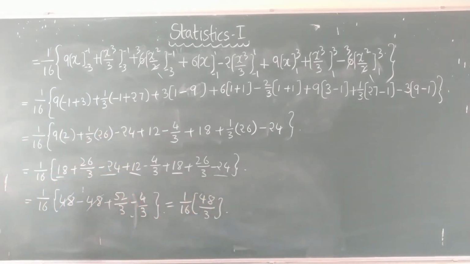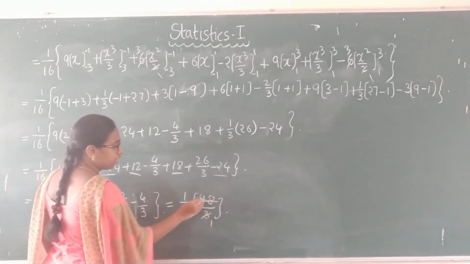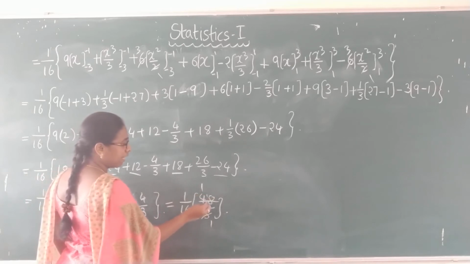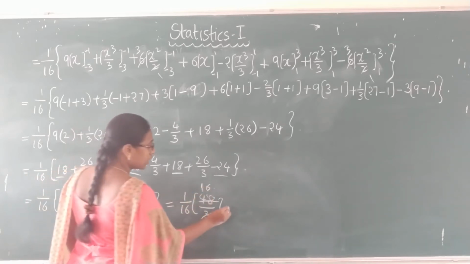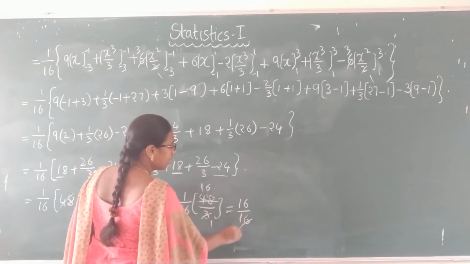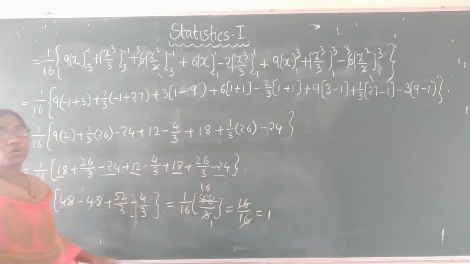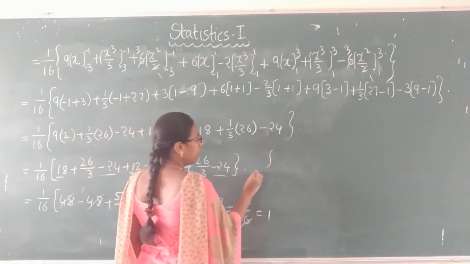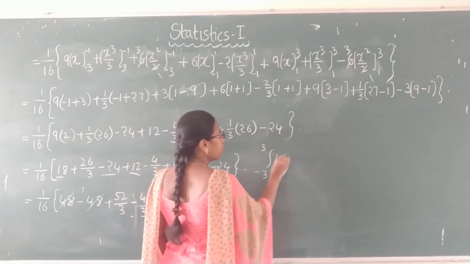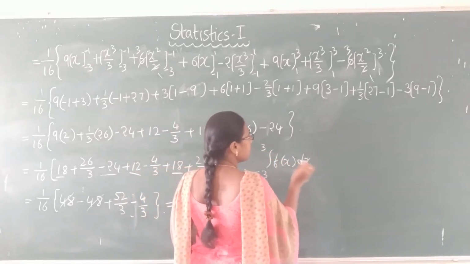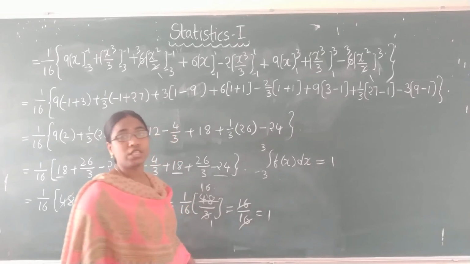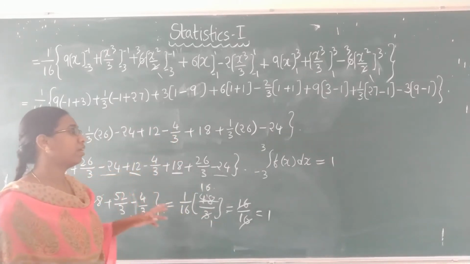Now cancel this one. First we cancel in the 3 table. So here we get 3 ones are 3, 1 is carrying, 3 sixes are 18. So this is nothing but 16 by 16 equals 1. So what is on our left hand side? Left hand side is integral over minus 3 to plus 3 f of x dx. So this is exactly equal to 1. So therefore the area under the curve is unity.